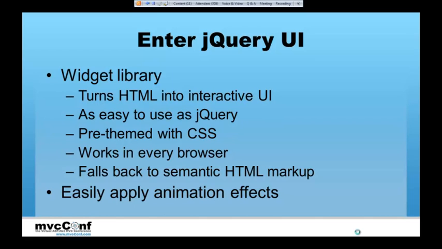jQuery UI, the widget library specifically, is built to turn simplified HTML into an interactive user interface. It is the sole purpose of these widgets to take semantic markup and build UI components, or as they call them, widgets. jQuery UI widgets are just as easy to use as jQuery. They are pre-themed with CSS, and there are 24 themes already made to choose from. They work in every browser.